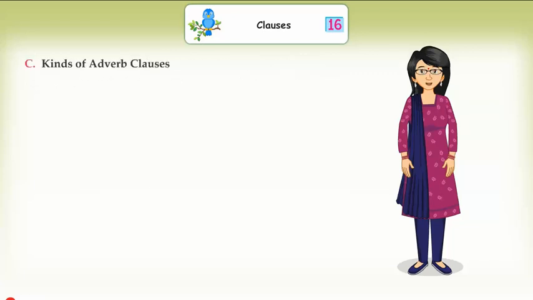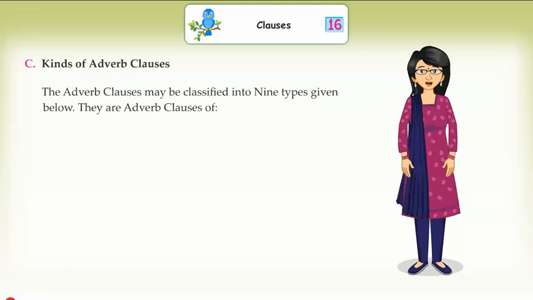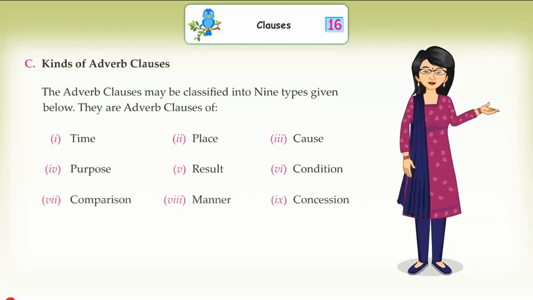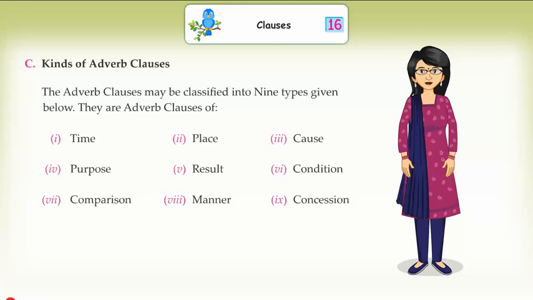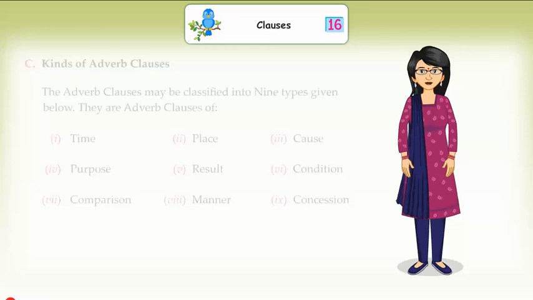C. Kinds of adverb clauses. The adverb clauses may be classified into 9 types given below. They are adverb clauses of: 1. Time, 2. Place, 3. Cause, 4. Purpose, 5. Result, 6. Condition, 7. Comparison, 8. Manner, 9. Concession.